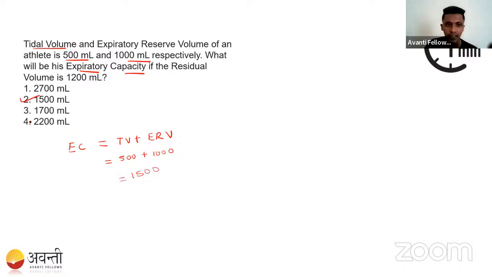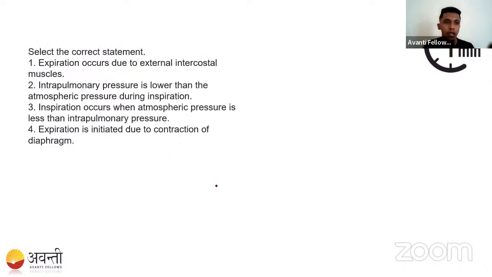So EC is equal to TV plus ERV, and it is very, very essential for you to remember all the lung capacities and their formulas. This will help you, because most of the questions that come in competitive examinations are based on lung capacities. All right, students.